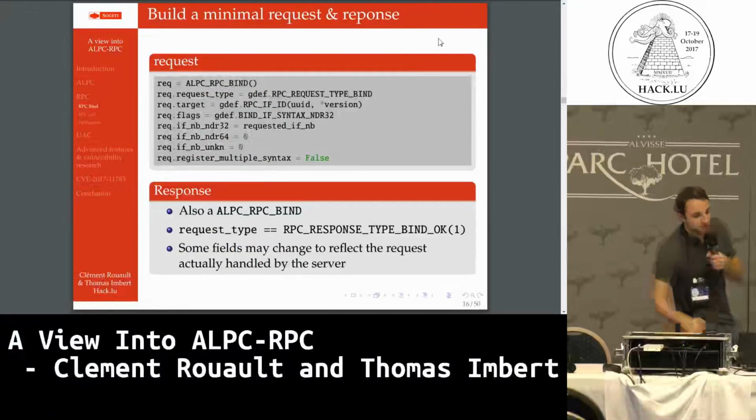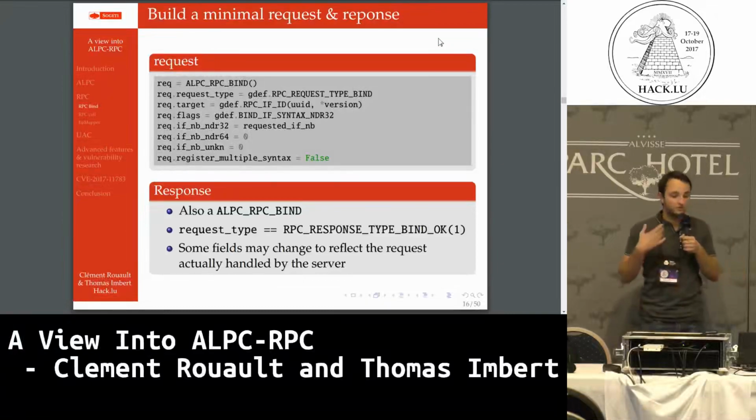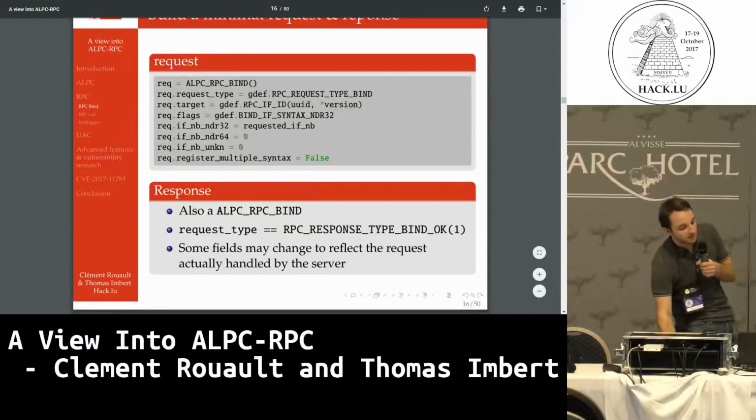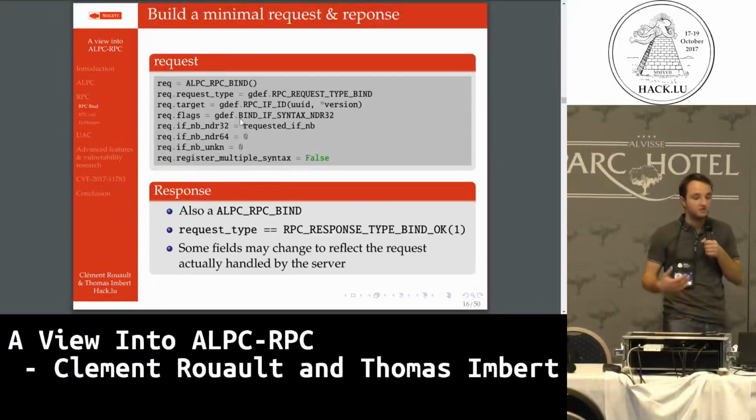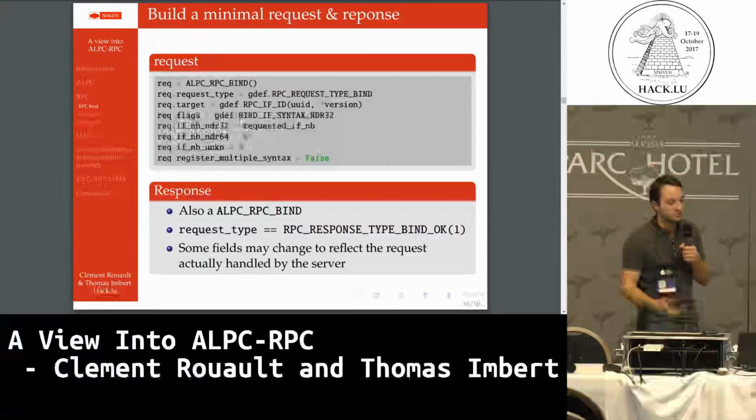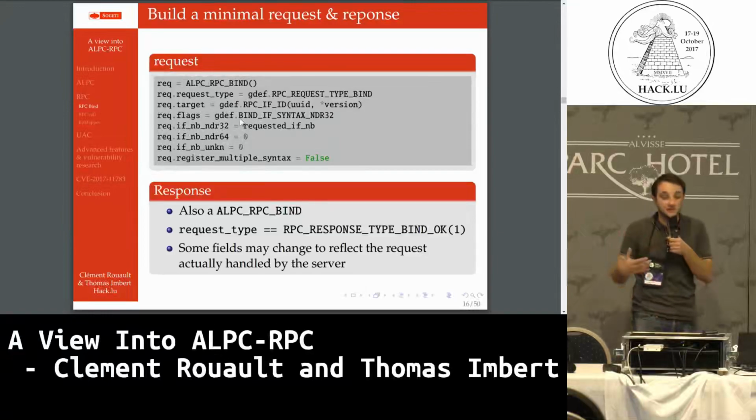Building a minimal request is quite simple indeed. You have to craft an ALPC RPC bind request of type RPC bind request. The target will be the unique ID of your interface and the version of your interface. The flag, for example, will be to bind using NDR32, and the request ID is put in the interface ID from the NDR32, and you put whatever you want to use as an interface ID.